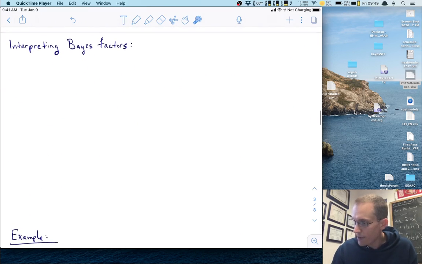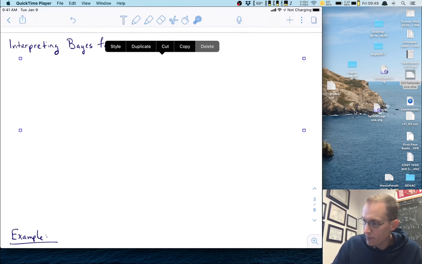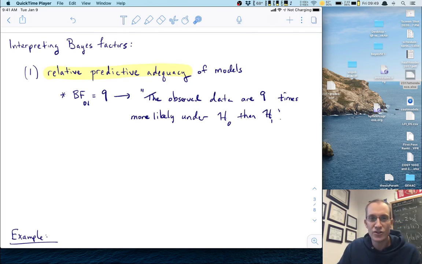So how do we interpret Bayes factors? Well, I've already given you one interpretation with those two sentences. And that's an interpretation that I call the relative predictive adequacy of the models. So when you say something like the observed data are 9 times more likely under H0 than H1, you're saying that H0 does a better job predicting the data. In fact, it does a 9 times better job predicting the data than H1 does. So we call this the relative predictive adequacy interpretation. And many times this is the one you'll see written up in papers that use Bayesian hypothesis testing.